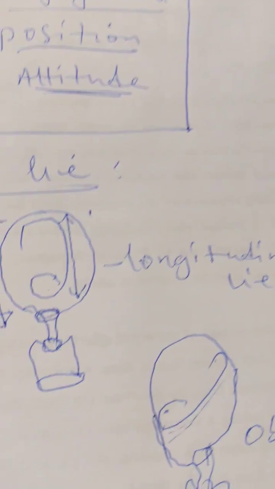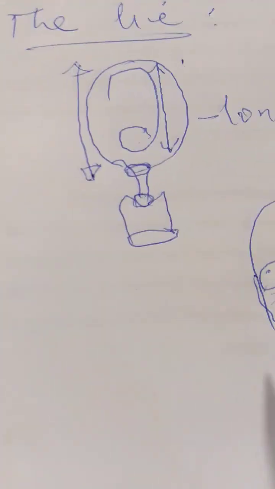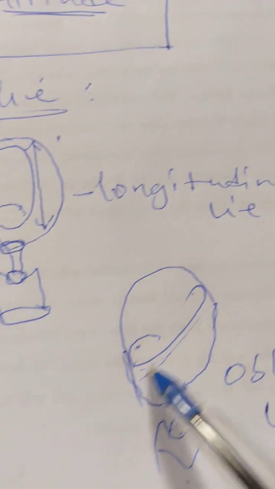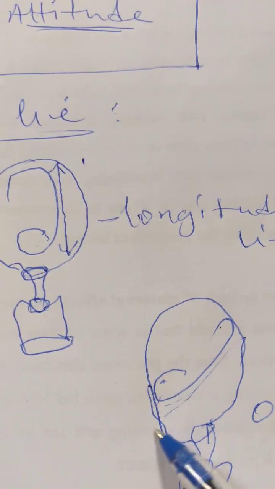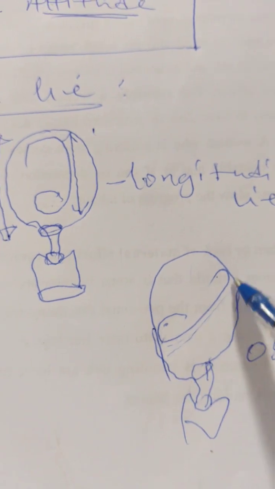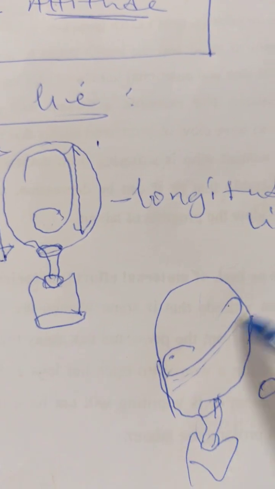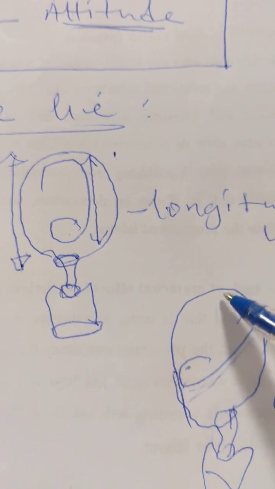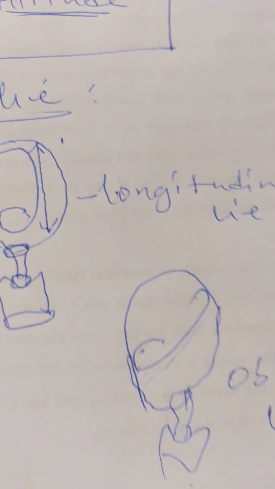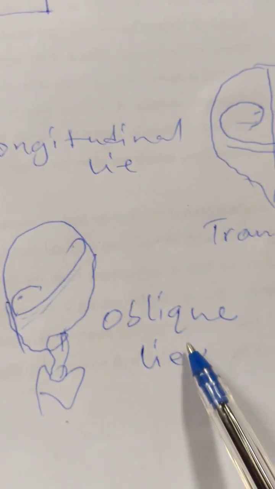Now, there's another type of lie, this one. A sketch of the womb, and the baby is lying diagonally to the long axis of the womb. You see, the long axis of the fetus is cutting diagonally or obliquely across the long axis of the womb. This kind of lie is known as oblique lie.